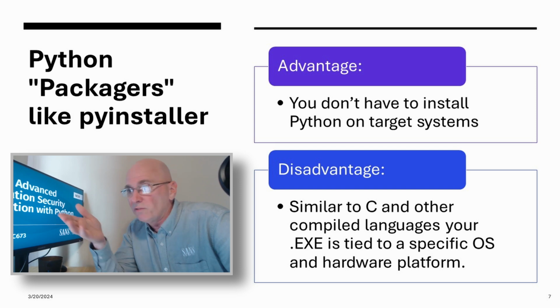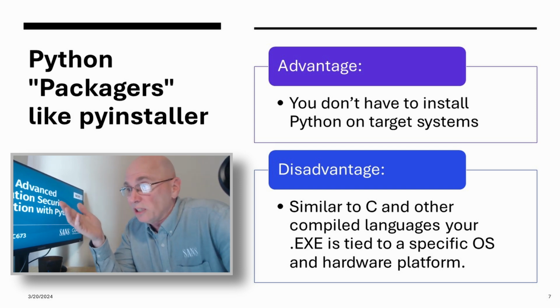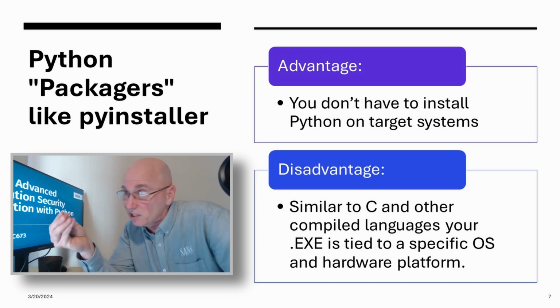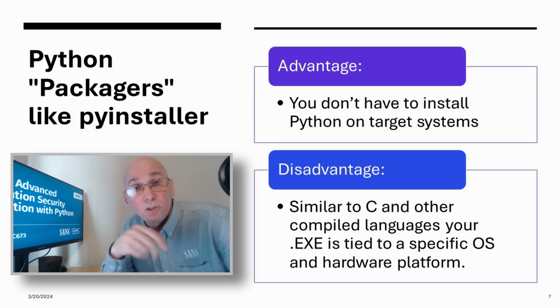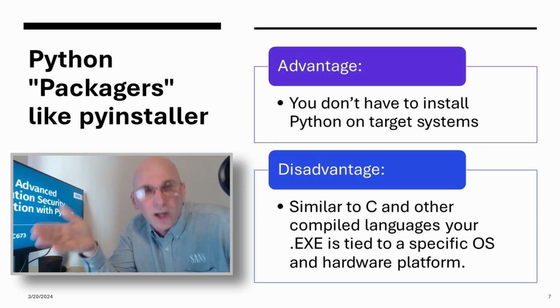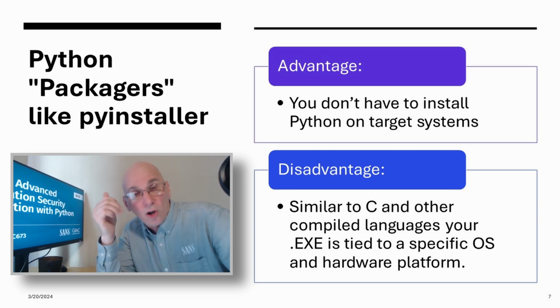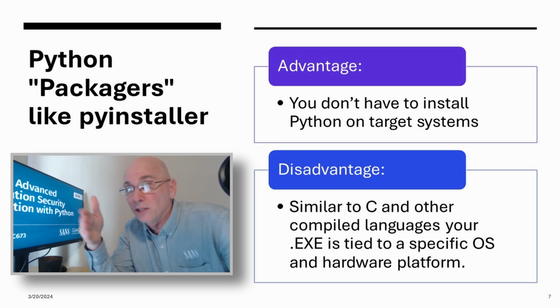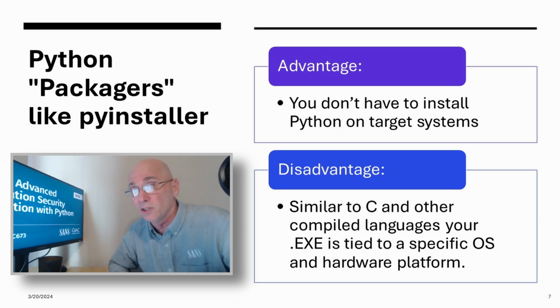Now, the disadvantages of this exe are very similar to other compiled languages like C. Once you build this exe, it's a Windows exe that's going to run only on Windows systems, or Linux systems with Wine or other things that know how to run an exe, right? I'm going to build it specific to a hardware architecture and an operating system, and that's where it's going to run. But this can be very powerful because it eliminates the need to install Python. And this is something that we teach in SEC 573.